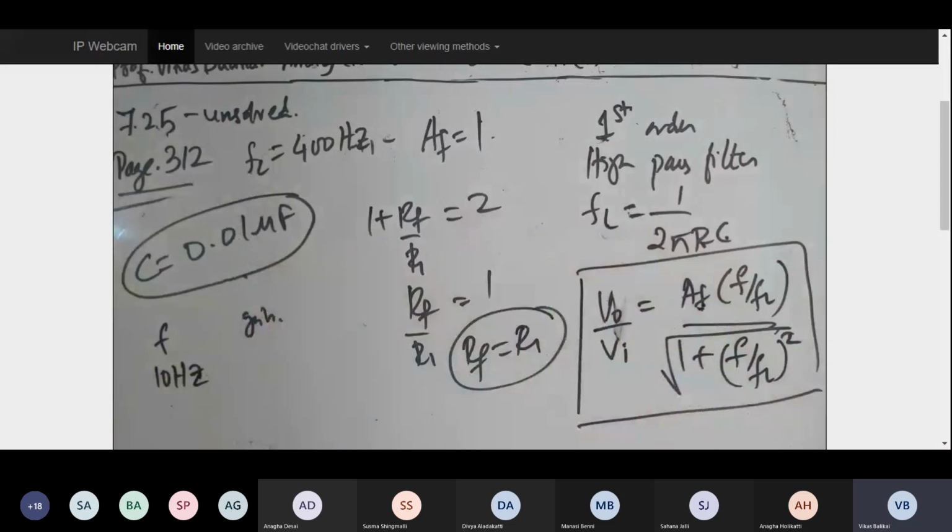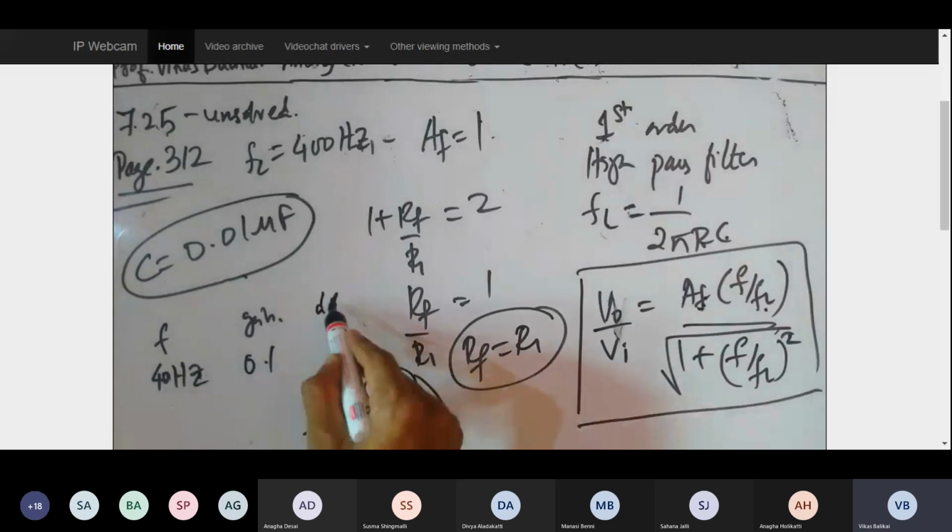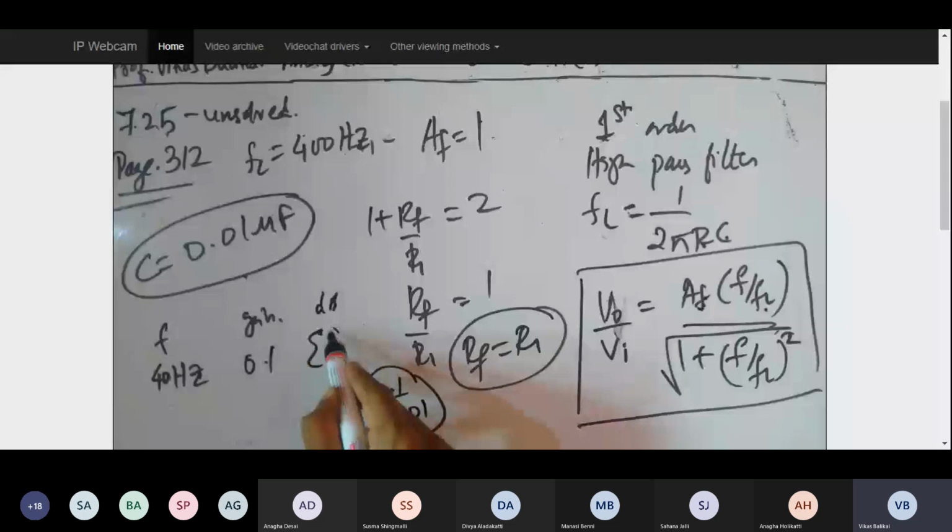Or let's say I'll try to keep it very simple. Let's take F as 40. So 40 by 400, it will be 1 upon 10. So that is 0.1. So 0.1 into 1, it will be 0.1. So 0.1 divided by, again this will be 0.1, 0.1 square will be 0.01. So 1 plus 0.01. So this will be 0.1 divided by 1.01. So this is almost equal to 0.1. This you convert into dB. How do you convert? 20 log of this, whatever value you're going to get, you just mention that. So that you are supposed to plot.